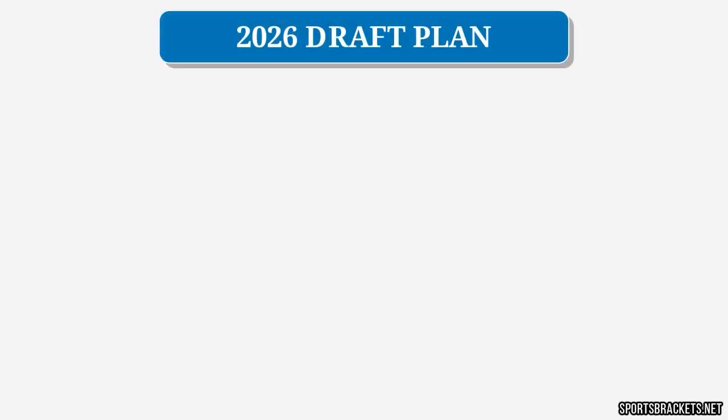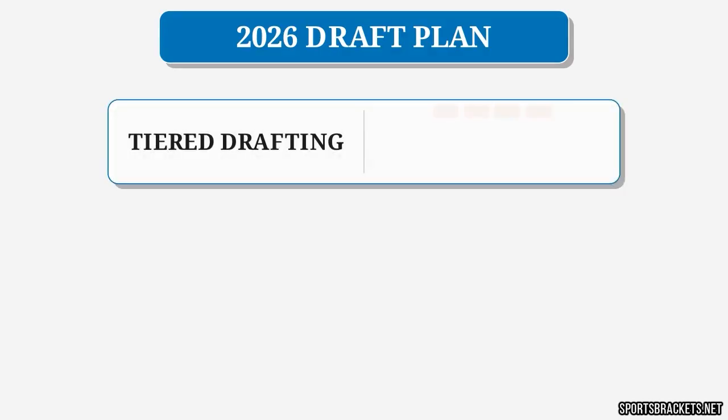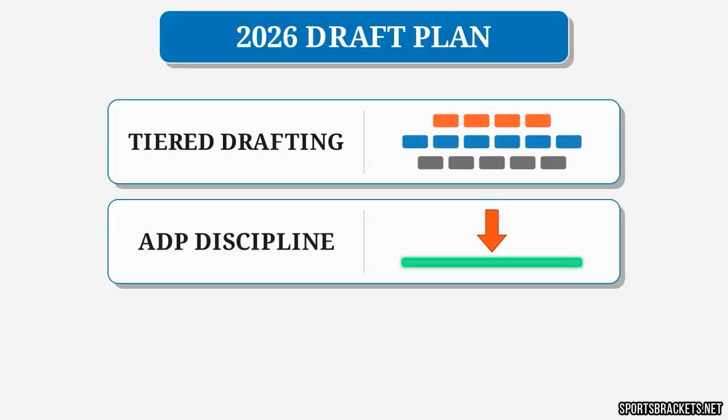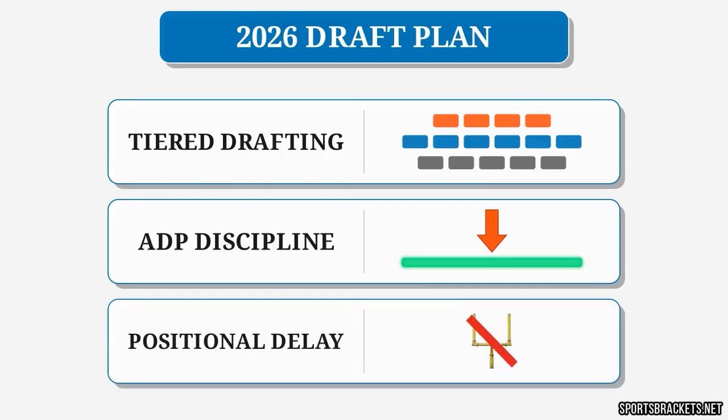To walk away with a winning roster, stick to this 3-step plan. First, draft using a tiered cheat sheet. Second, stay disciplined and let the ADP value fall to you. And third, never draft a kicker or a defense before the final 2 rounds.